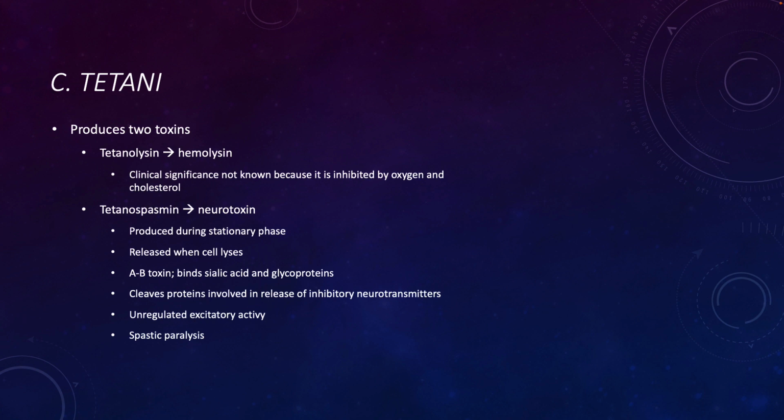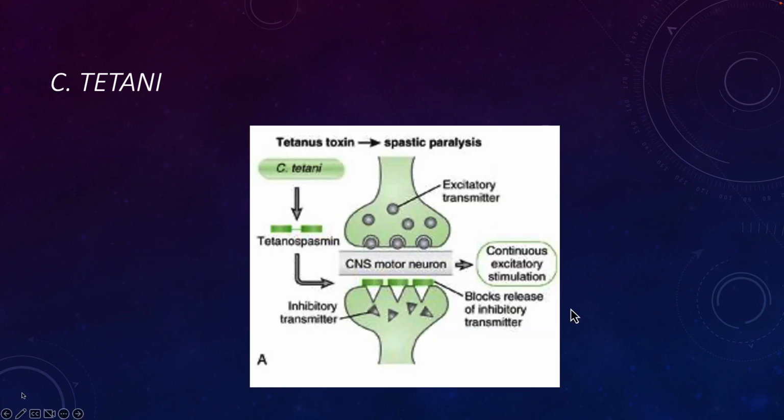Basically, the muscles are constantly contracting. And the reason it's called paralysis is because you no longer have control of those muscles. They are contracting, you are moving, but you are not controlling that movement. So again, it's a spastic type of paralysis. The tetanospasmin basically gets right in here and blocks the release of the inhibitory neurotransmitter. So only the excitatory neurotransmitters are being released, and you have that continuous stimulation.